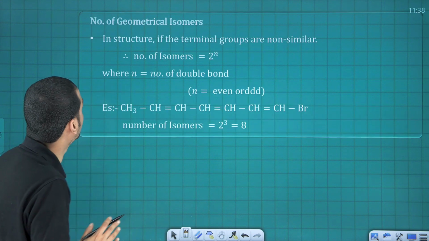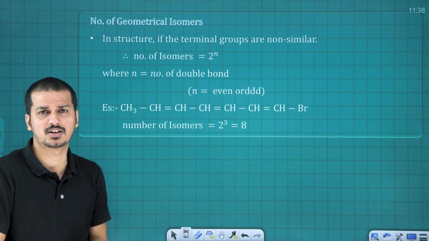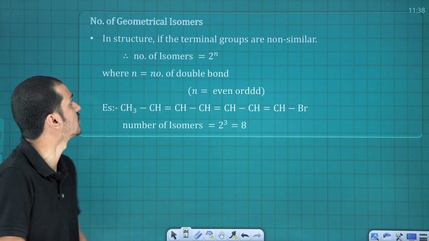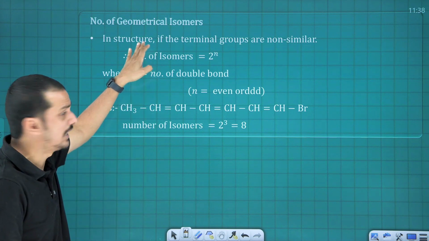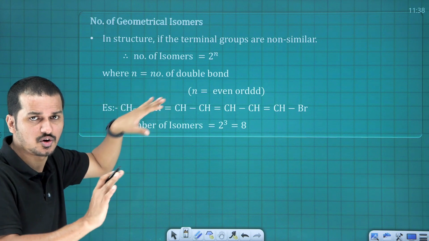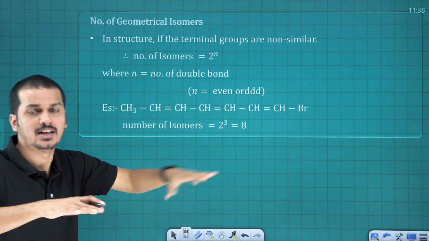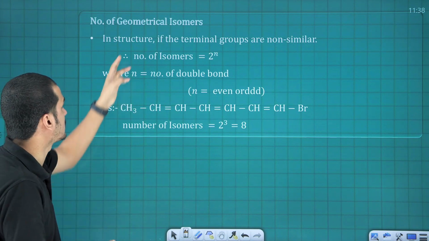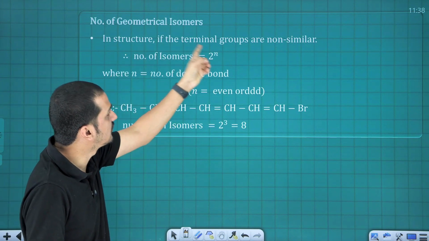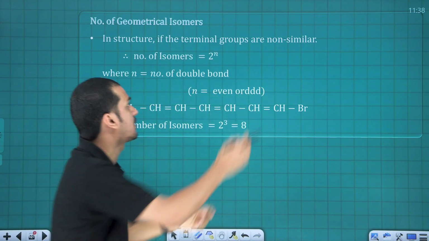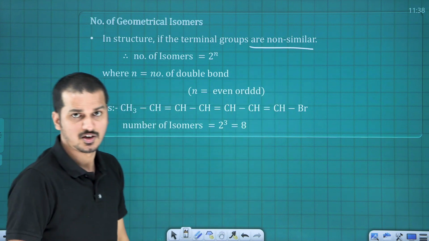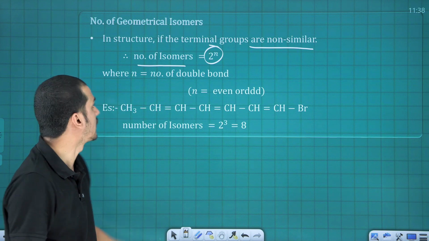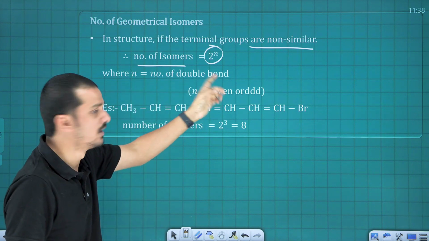Okay, clear. Next, again, geometrical isomerism. The number of geometrical isomers is a question they sometimes ask. Here in the structure, this is mainly for alkenes. Whenever the groups are in the same plane, they will show geometrical isomerism. Whenever they are in a different plane, they will show optical isomerism. In a structure, if the terminal groups are not similar, then the number of isomers is equal to 2 raised to n, where n is the number of double bonds.